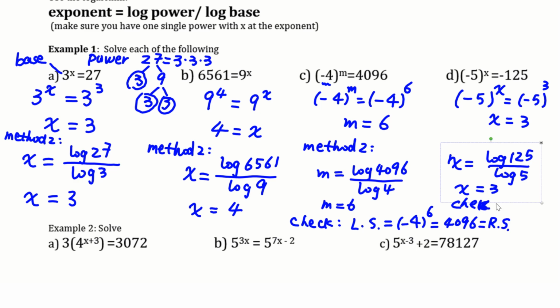Check whether the left side equals the right side. So you will see the left side equals, so check again. Left side equals -5 to the exponent 3, which is -125, equals the right side. So the solution x equals 3 is correct. So in this example, each side has only one number, one factor, or one power.